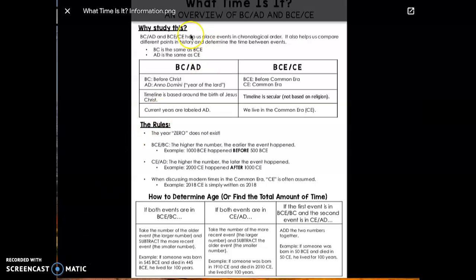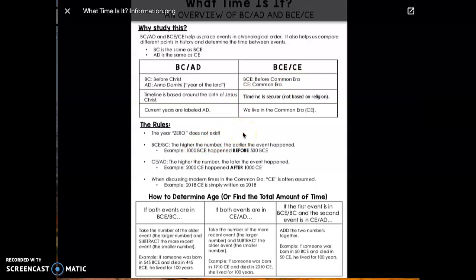Again, as we talked before when we looked at the timeline, BCAD is that time period before Christ. It's in the year of the Lord. The timeline is based around the birth of Jesus Christ. In our current year would be considered AD. Whereas the secular time period that we talked about, secular meaning non-religious time periods, we would have BCE, before Common Era. We'd have CE, Common Era, and the time period that we live in now would be Common Era, the CE.